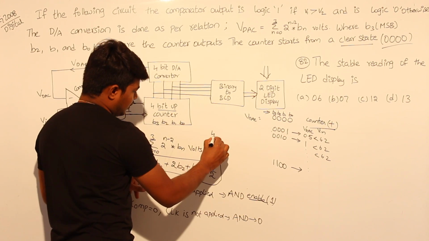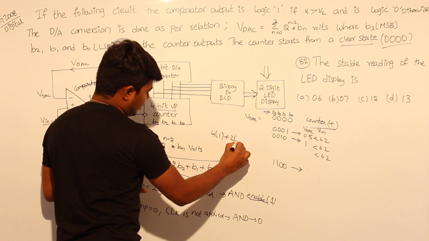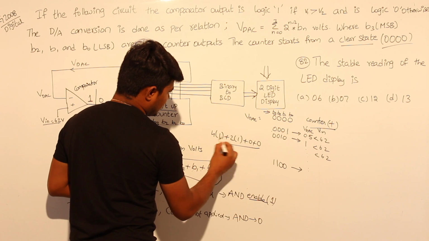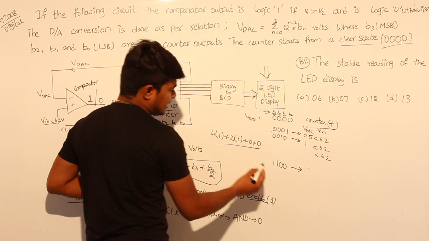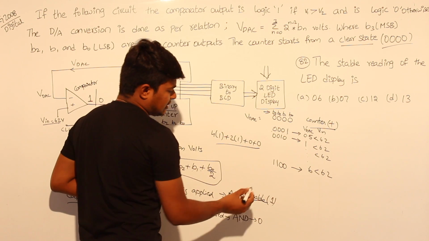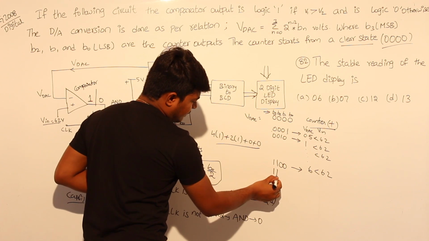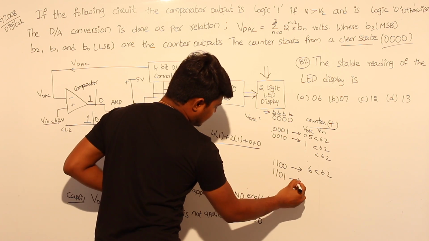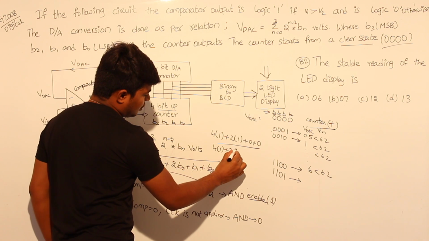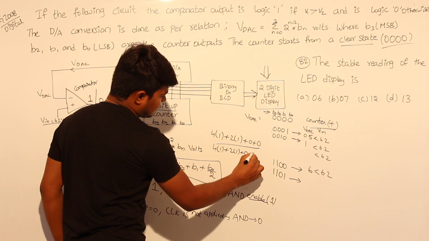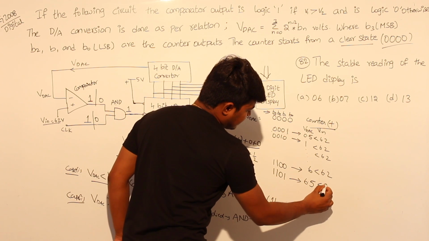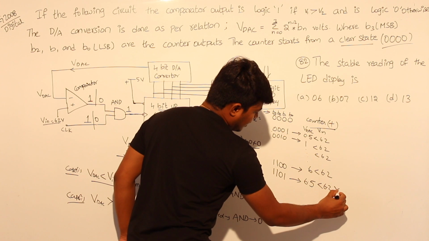You check this 1100: 4 into 1 plus 2 into 1 plus 0 plus 0. So this will be 6. 6 is also less than 6.2, right? Yes. Next, it will be incremented to 1101. You substitute 1101 here: 4 into 1 plus 2 into 1 plus 0 plus 1 by 2. It will be 6.5. Is 6.5 less than 6.2? No.